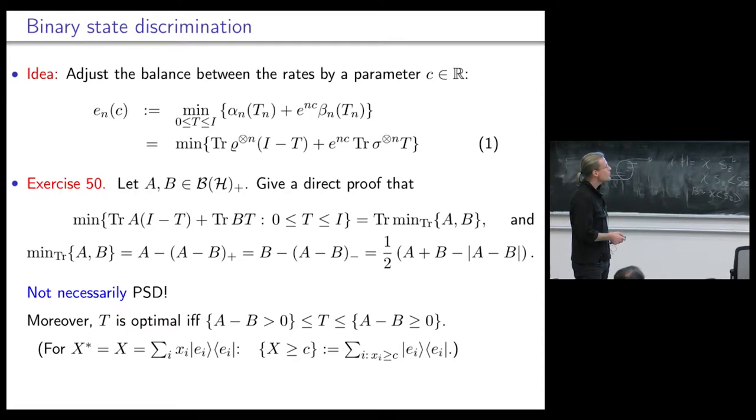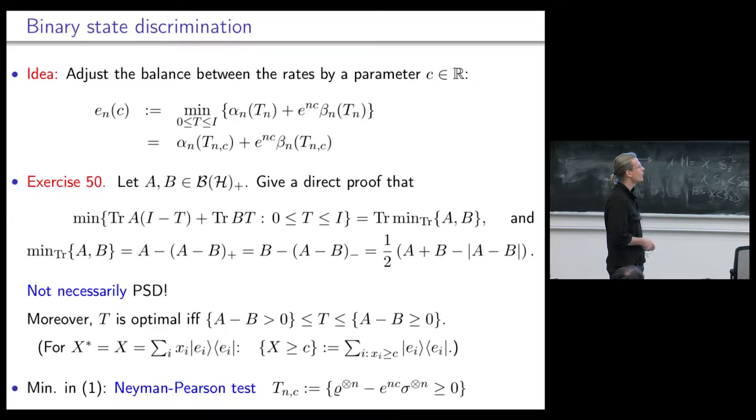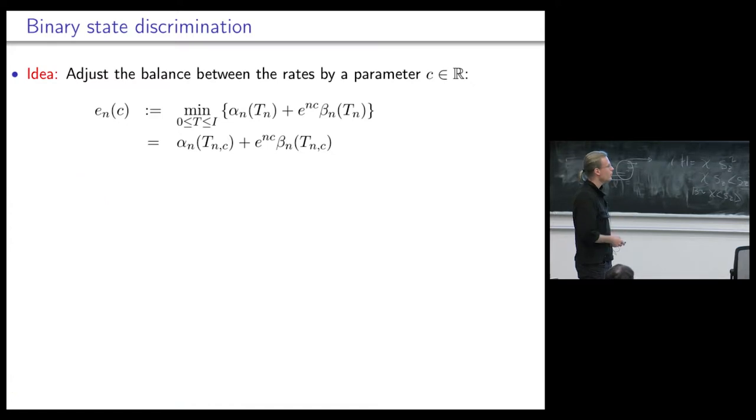Okay, so we have this optimization problem for the error probabilities, and it turns out that we can explicitly determine the value, and we can explicitly determine the optimal T. And from this exercise, you can see that the optimal T, the optimal measurement operator, will be a so-called Neyman-Pearson test, which is just this spectral projection of the self-adjoint operator. Okay. This is a very famous thing in classical statistics. That's where the name is coming from. And so we can write this T_n operator in here, and we get that this minimum is actually the type 1 error probability evaluated on this measurement operator and the type 2 error probability evaluated on this measurement operator. Okay, so we have solved our first problem.